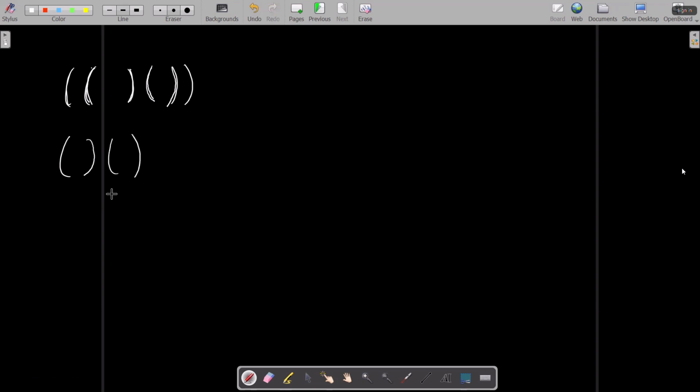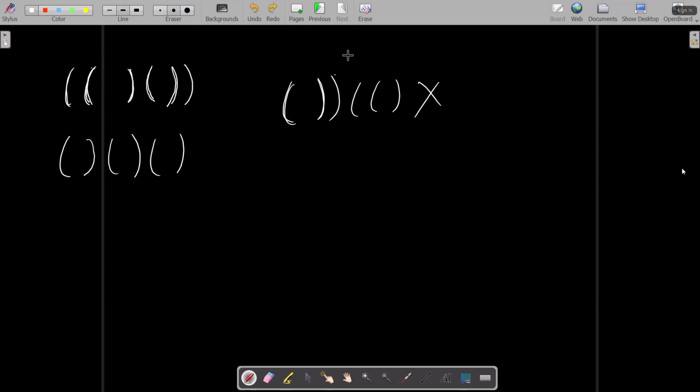You can do something like this. This is okay. Then open this or close this. This is okay. This is a valid bracket sequence, but this is not a valid bracket sequence. This is wrong because you have closed this bracket and closed another one before opening that. So you can't close a bracket before opening a bracket.